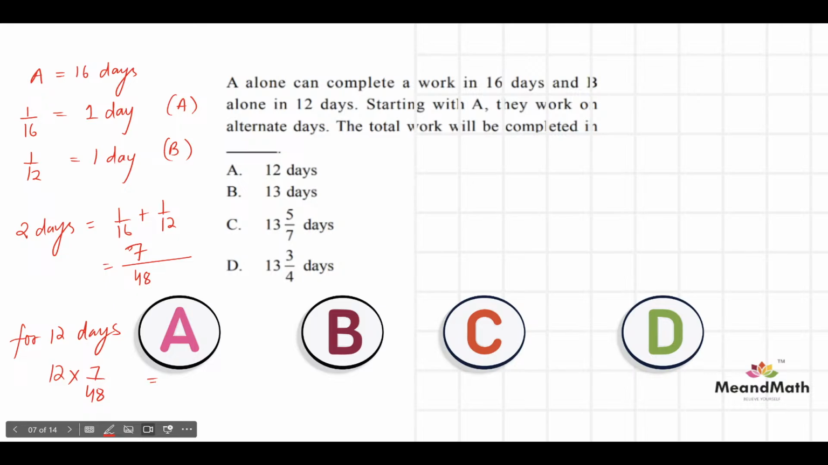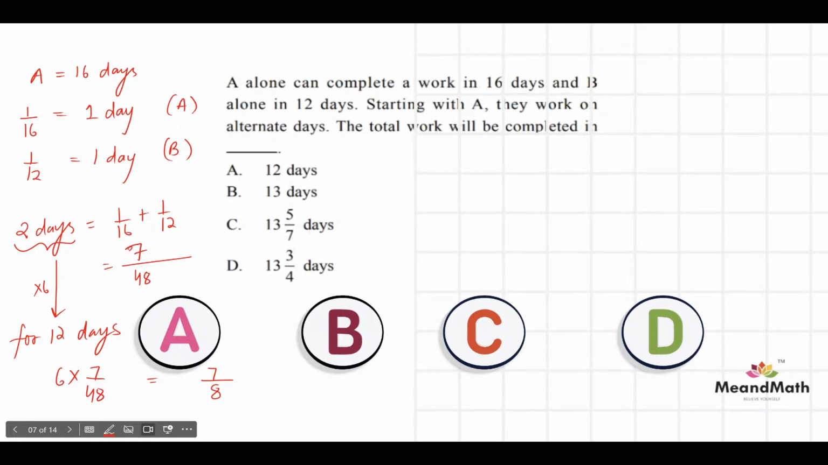Are we going to make it 12 times or 6 times? In 2 days, it is this. For 12 days, we are just going to be doing it 6 times. So it would be 7 over 6 times 8 is 48. Are we getting the same thing? 7/8. This is what is done in 12 days.